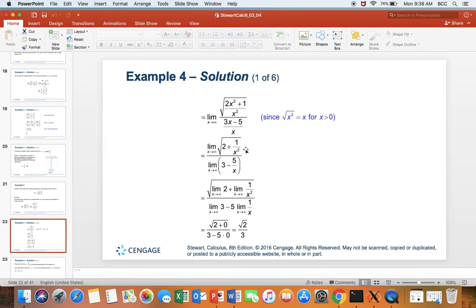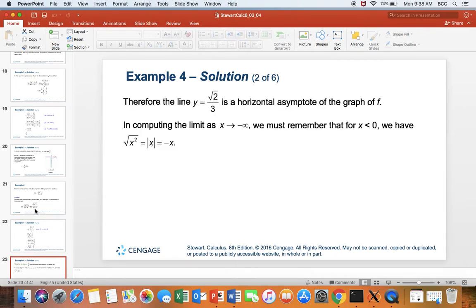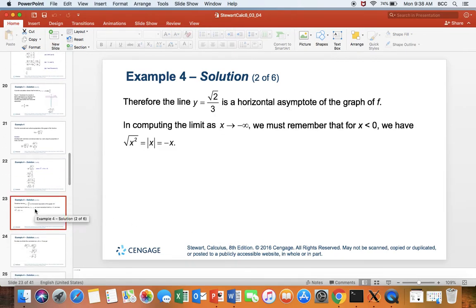Now you start taking limits. The limit of a constant survives, but 1 over x squared and 1 over x go to zero, so they don't survive. So square root of 2 upstairs and 3 downstairs. Now y equals square root 2 over 3 is a horizontal asymptote, but this is on the right hand side.